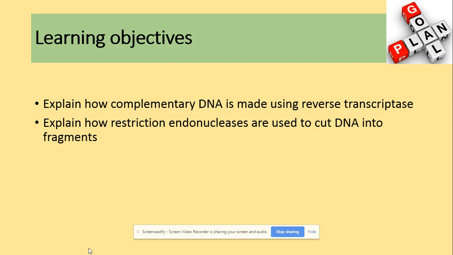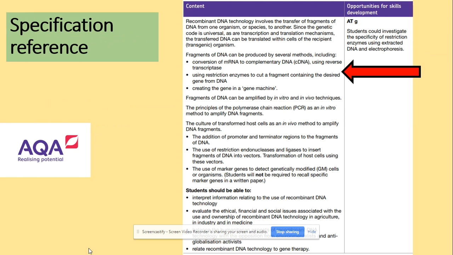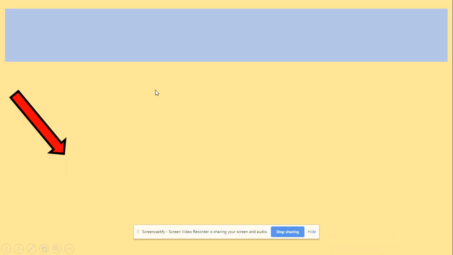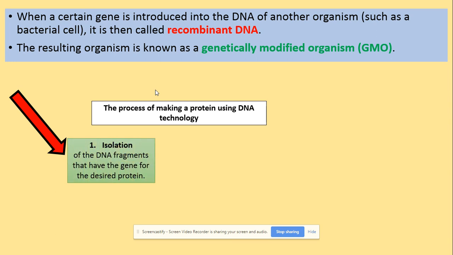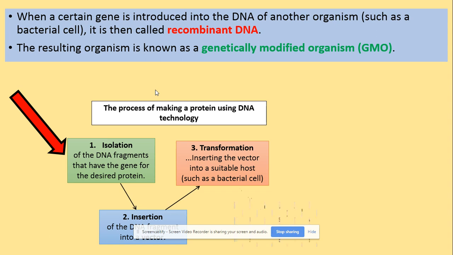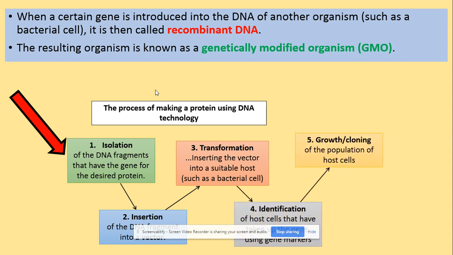You need to be able to explain how complementary DNA is made using reverse transcriptase and explain how restriction endonucleases are used to cut DNA into fragments. So in terms of the specification, we're looking at the fragments of DNA production. So we will be looking at the processes that can lead to the production of the recombinant DNA, and there are 5 in total. So we've got isolation, we've got insertion, transformation, identification, and the growth.